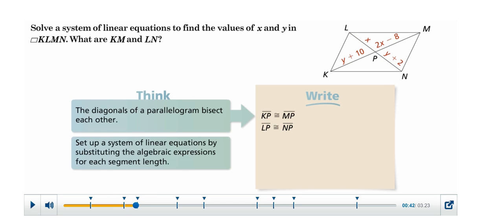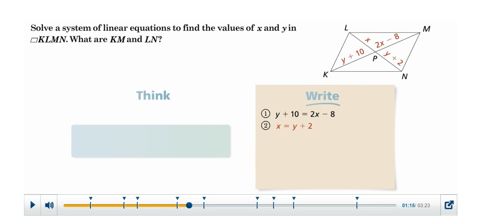Moving forward, we are going to set up a system of linear equations by substituting the algebraic expressions for each segment length. So we're going to just plug in our information, and now we're here. So we set these equal to each other, but now we need to solve somehow. We see that these are two equations, so we can substitute y plus 2 for x in equation 1. So I can take this and plug it in right there. So that's what we're going to do.